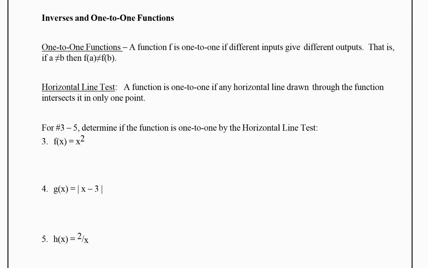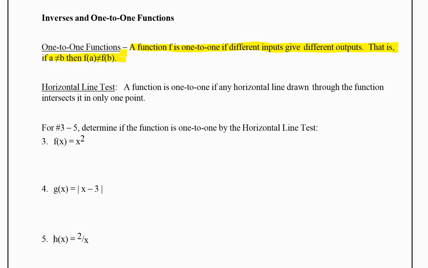Okay, now we're going to talk about something that needs to be true if a function has an inverse. For a function to have an inverse, or at least a full inverse, it needs to be 1-to-1. We say a function is 1-to-1 if different inputs give different outputs. That is, if a does not equal b, then f of a cannot equal f of b.